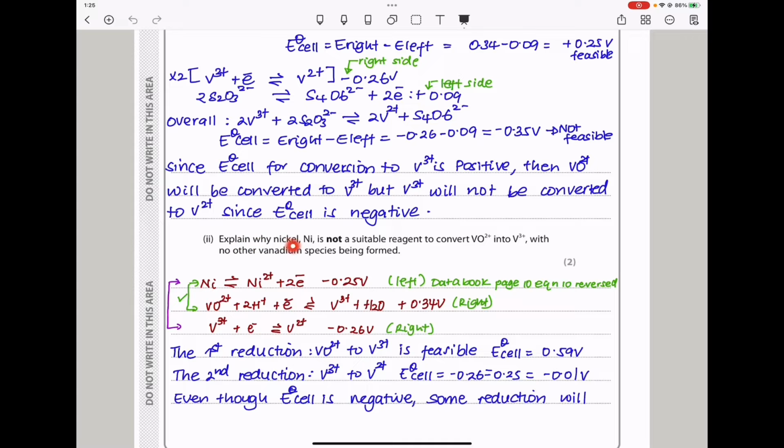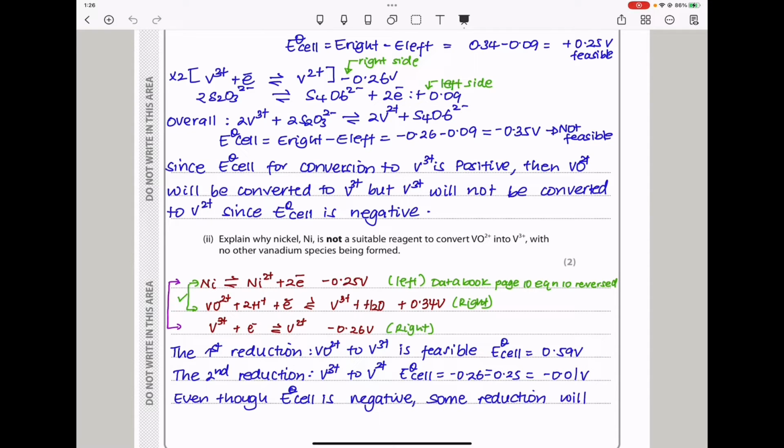Next they say, explain why nickel is not a suitable reagent to convert vanadium 4 to vanadium 3 with no other vanadium species being formed. Again, I went to the data booklet, got the equation for nickel. This is on page 10, and it's equation 10 but in a reversed order so that I can write my equations easily. So I got that, which is for nickel, and this, which is for vanadium 4 to vanadium 3. We can see this is negative 0.25 and that is 0.34. So this is right and that is left. So the first reduction, vanadium 4 to vanadium 3, is going to be feasible since the E theta is going to be 0.59. That minus that gives us that.